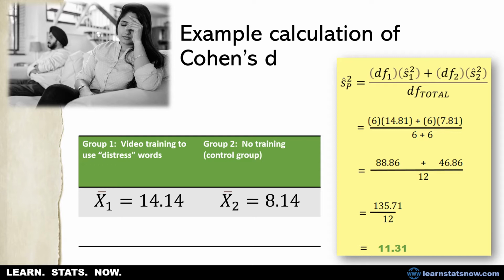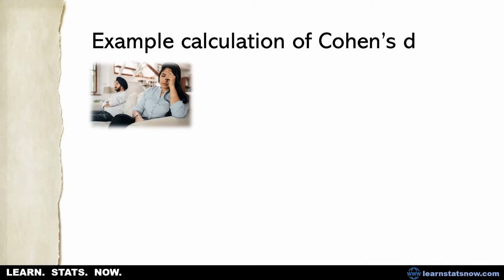Now, the estimated population variance is really the square of the standard deviation. So once we have the estimated population variance, we just need to take the square root of that value, and we're going to get the estimated population standard deviation. So we take the square root of 11.31, and that's going to be 3.36. Now we have what we need to actually do the computation of Cohen's d.